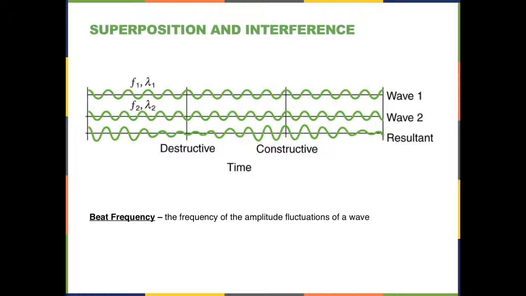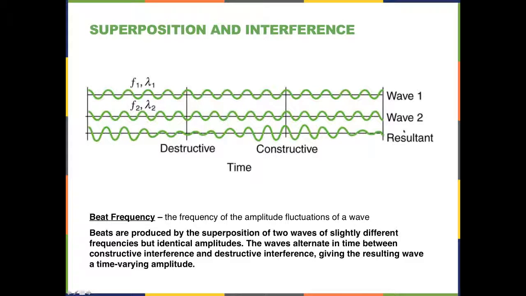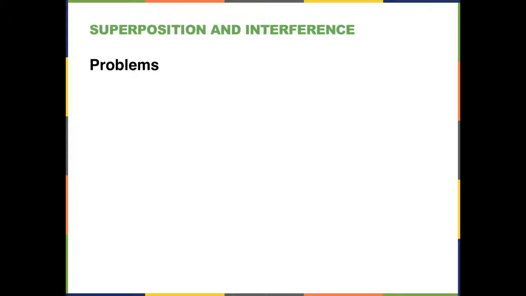People use this in tuning instruments, because when the frequencies are close, how often the beat occurs tells you how much different the frequencies of these two waves are. Beats are produced by the superposition of two waves of slightly different frequencies. The waves alternate in time between constructive and destructive interference, which gives a resultant wave with a time-varying amplitude. This is what's known as the beat, and you can hear it when you're tuning a guitar or whatever. So let's take a look at a couple more problems.